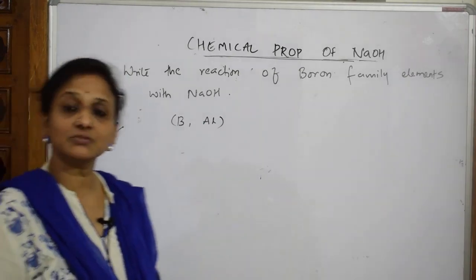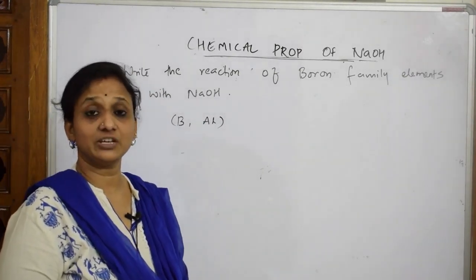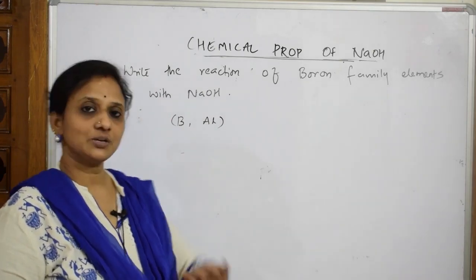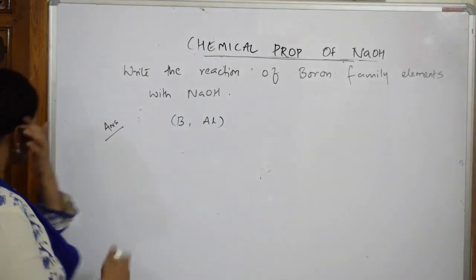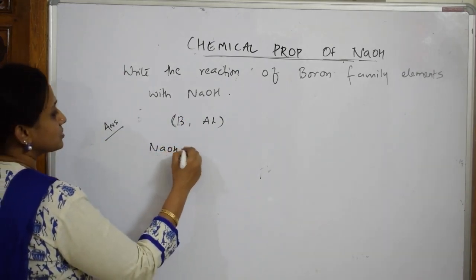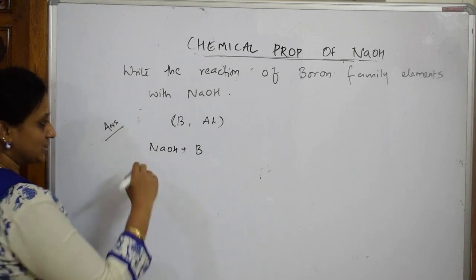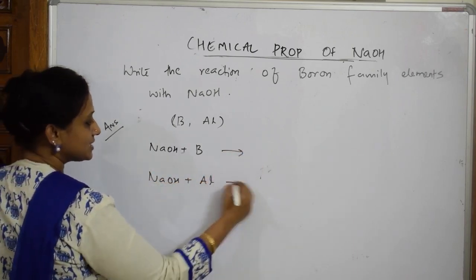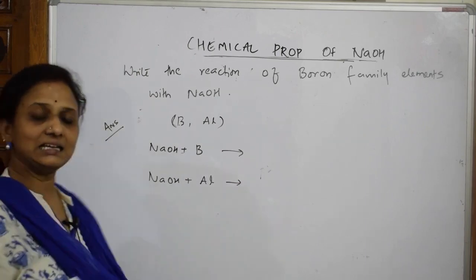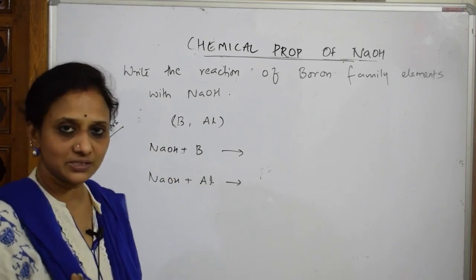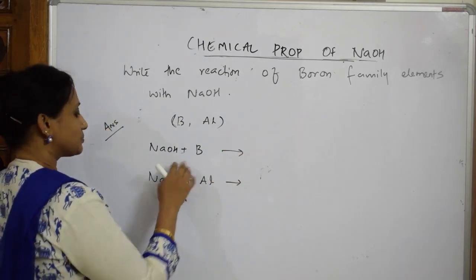Why am I not taking the remaining elements? Because they lie very low in the electrochemical series. They can't replace sodium, isn't it? So I'm ruling out the remaining. The leftover is boron and aluminium. First, I'm going to take sodium hydroxide and add boron. In the second case, we take sodium hydroxide and write aluminium. As I said, all the remaining lie lower in the reactivity series. The lower one can't replace the higher one, isn't it? So left out. Now what is the product formed?